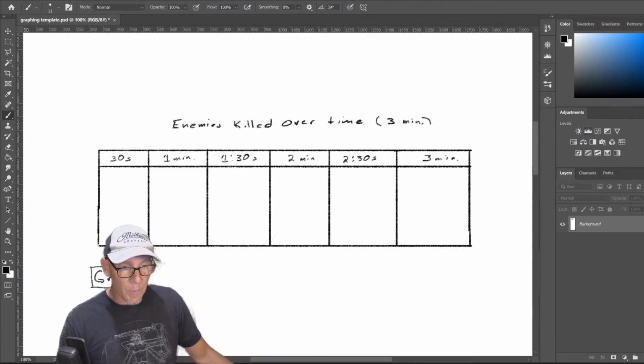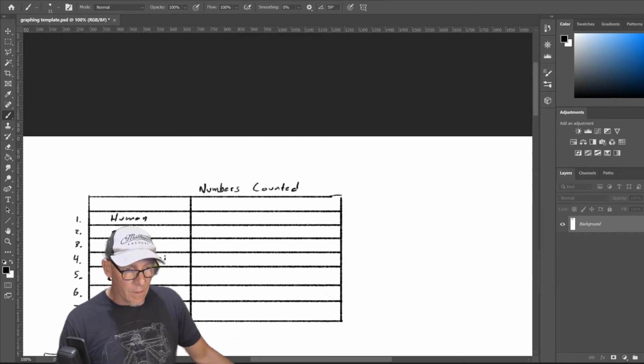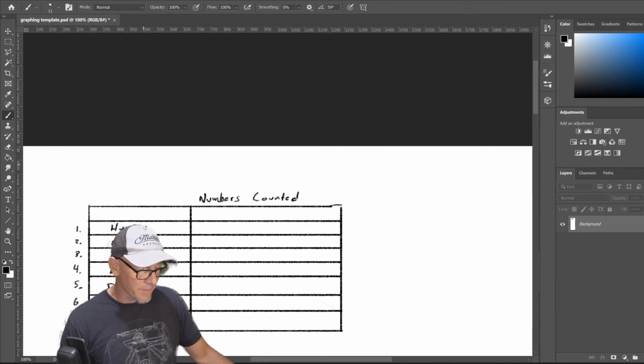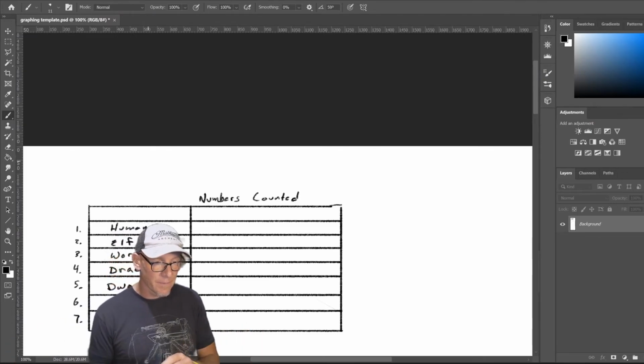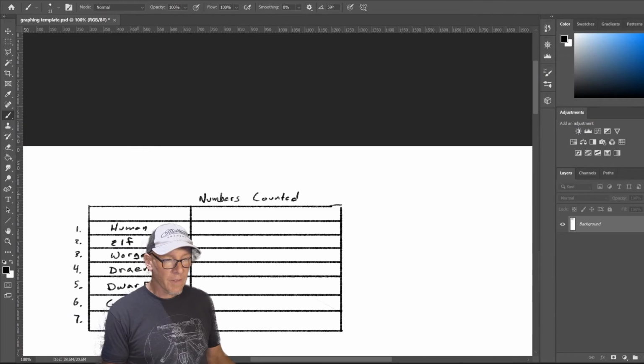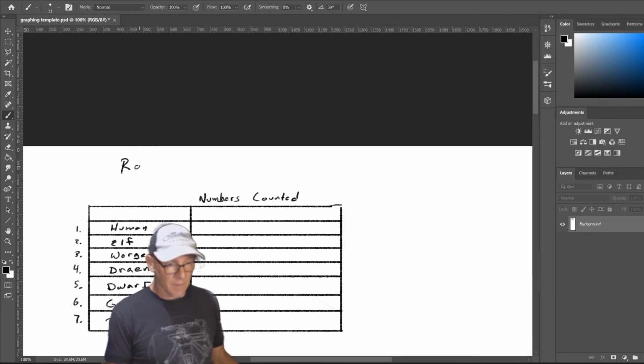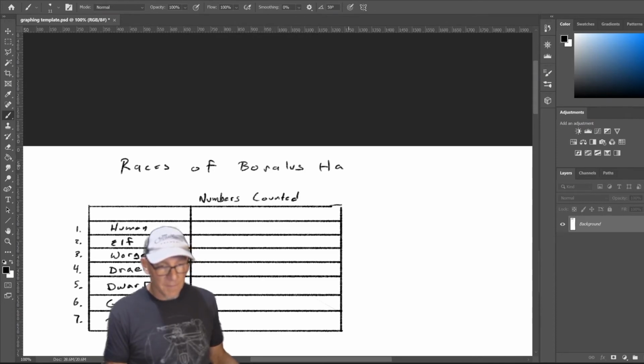So the first one we have here, let's give it a title. We'll call this Races of Borealis Harbor. That's the city I'm in.